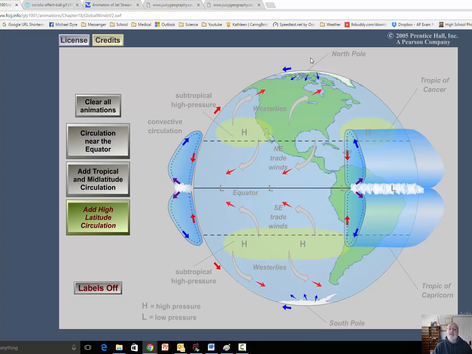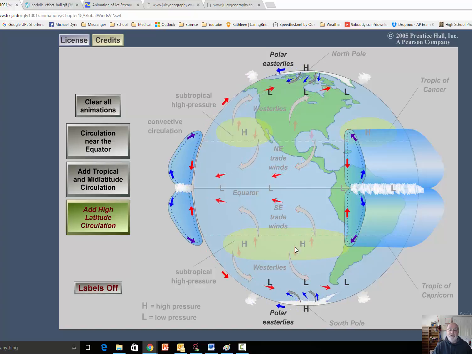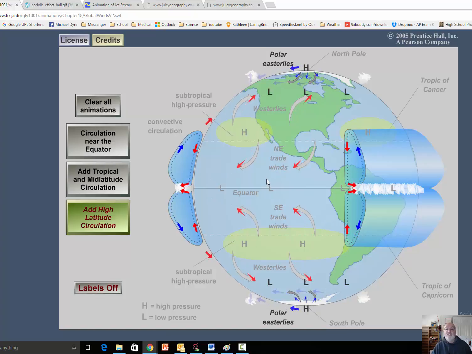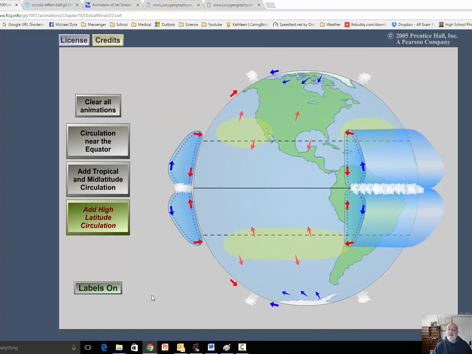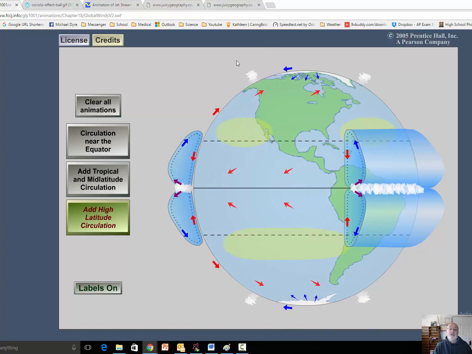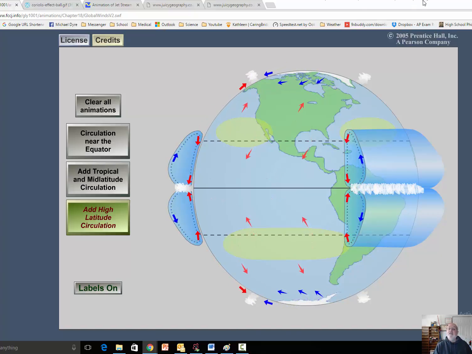And then we throw in high altitude. There's the subpolar low and the polar high, throwing in the polar easterlies. Here are the southwesterlies. There are the northwesterlies. There are the southeast trades. There's the northeast trades that we had in all those pictures. Okay, we throw the labels off, and you can see we get clouds up there where this air converges and goes up. They're just not showing you the Ferrel cell and the polar cell in this picture.